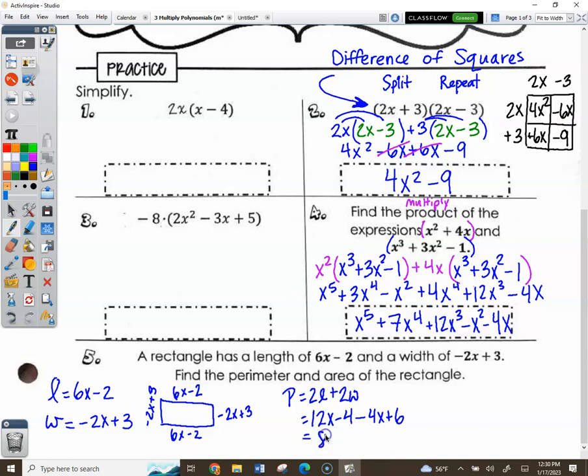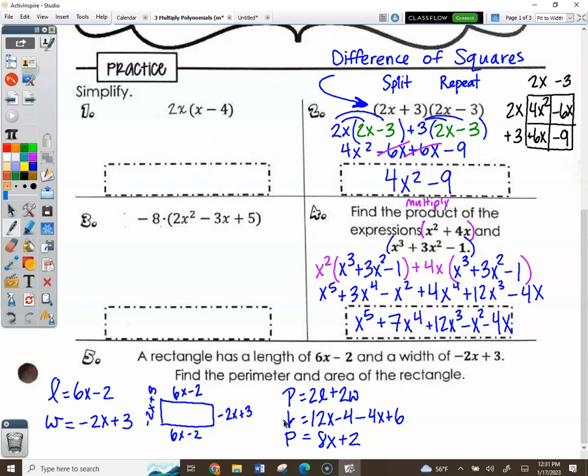So we've got 8x plus 2 is the perimeter. Did you get that? I doubled the length and I doubled the width. So if you're wondering where the 12x minus 4 came from, that was me doubling the length. And if you're wondering where negative 4x plus 6 came from, that was me doubling the width, because there's 2 of them, right?